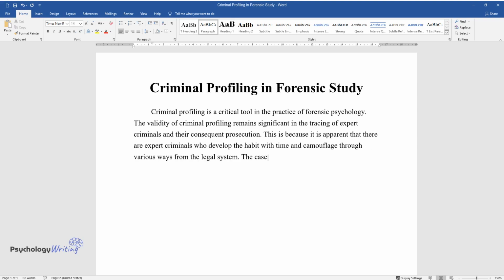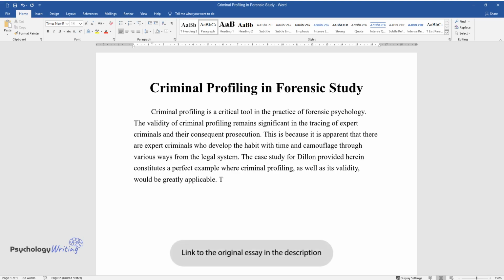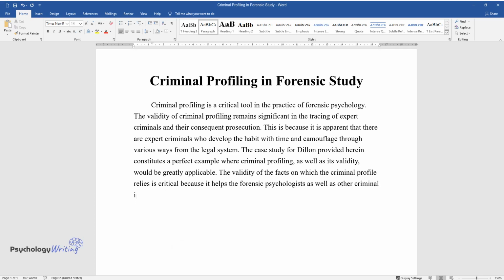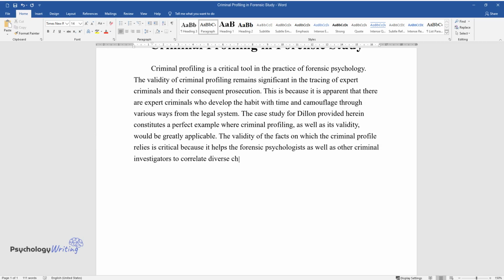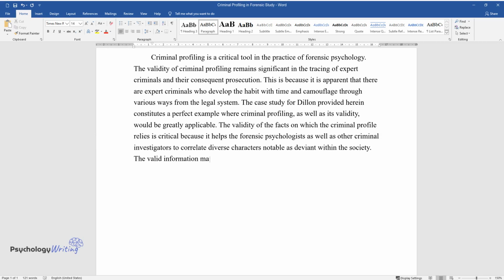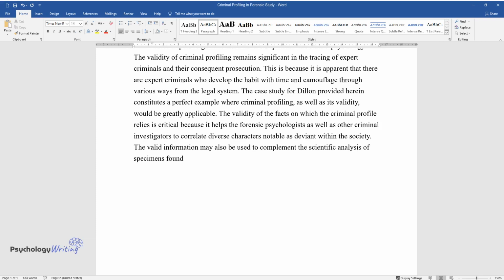The case study for Dylan provided herein constitutes a perfect example where criminal profiling, as well as its validity, would be greatly applicable. The validity of the facts on which the criminal profile relies is critical because it helps the forensic psychologists as well as other criminal investigators to correlate diverse characters notable as deviant within the society. The valid information may also be used to complement the scientific analysis of specimens found within crime scenes.